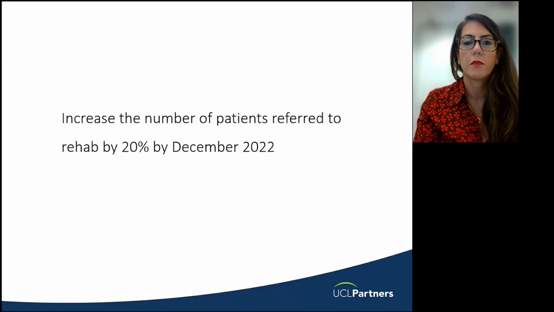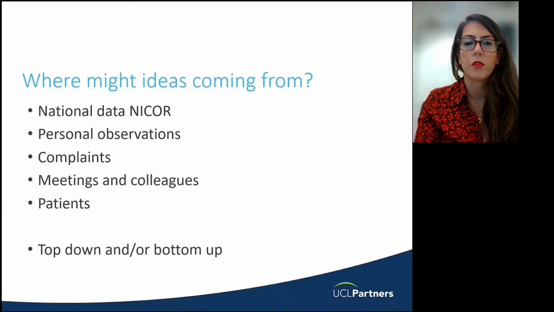So we've now got our aims. We've looked at the audit data. We've seen that there might be an issue for our hospital. We've understood the area of the problem, and we've decided that our aim is now to increase the number of patients referred by 20% next December. So how are we going to go about that? Well, we need to understand what the issues are driving that and where the ideas might come from.